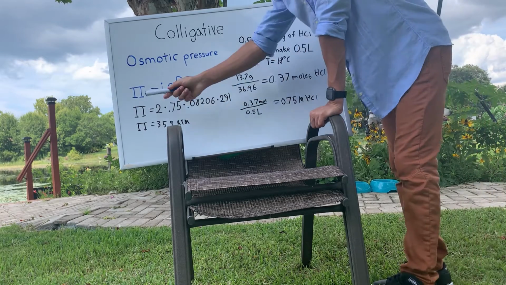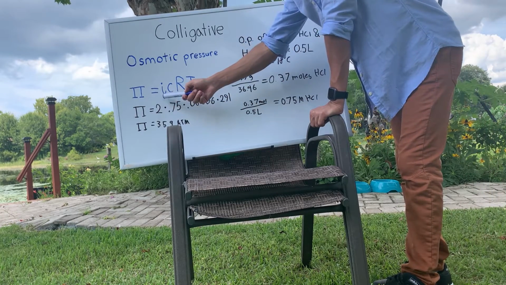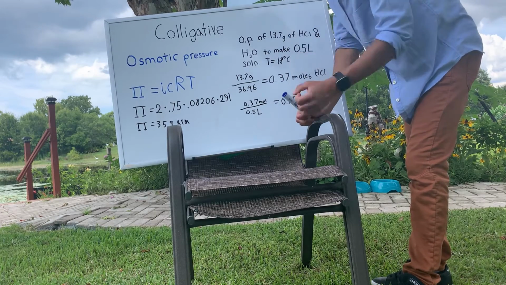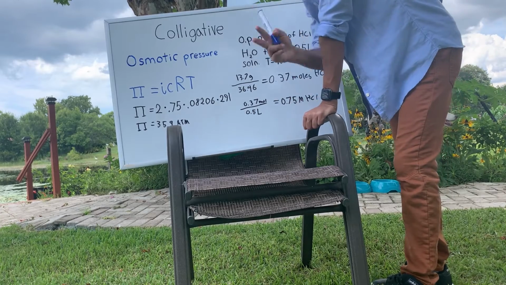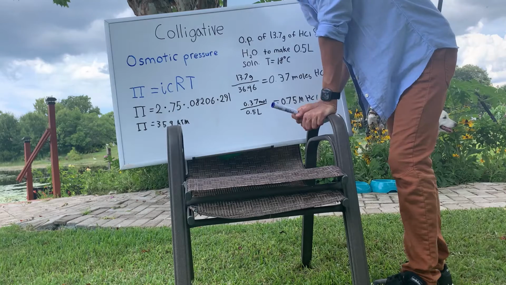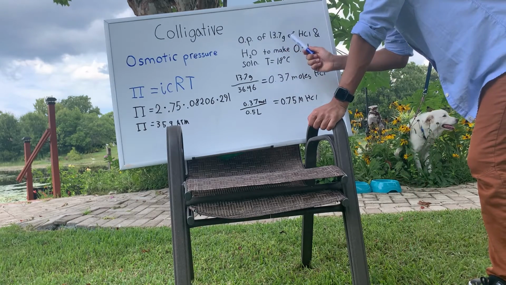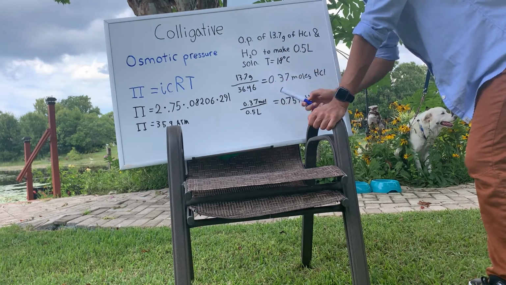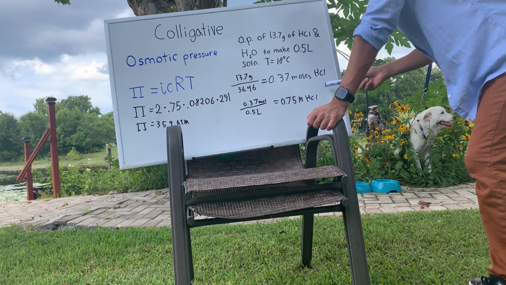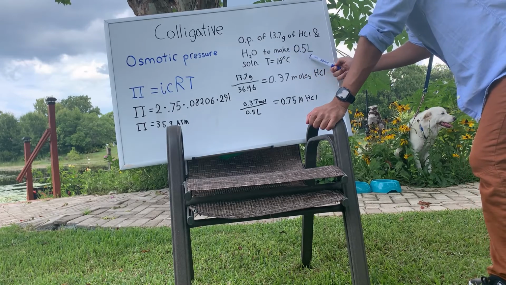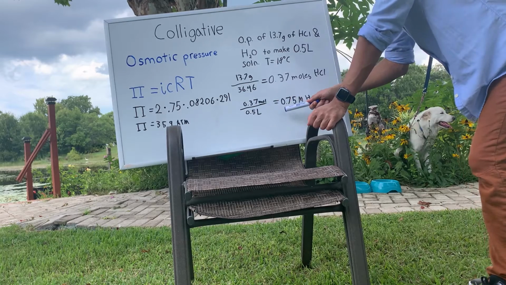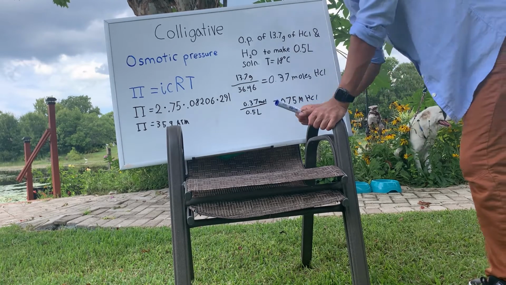So first, let's go in order. First, let's find the Van't Hoff factor. Well, HCl, we know HCl is a strong acid, so it dissociates into H and Cl. So that's 2 ions. Put a 2 right there. Next, we need to find the molar concentration of the solute. Well, we know we have 13.7 grams. We do know the molar mass of HCl, and we can find that we have 0.37 moles of HCl. We also know that we're making a 0.5 liter solution, so we can divide moles by liters, and we get about a 0.75 molar HCl.